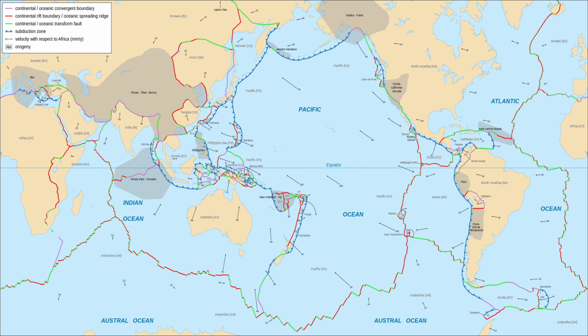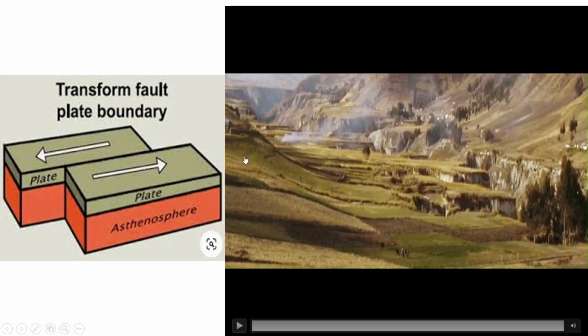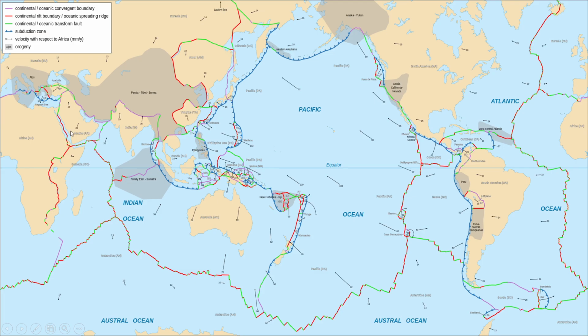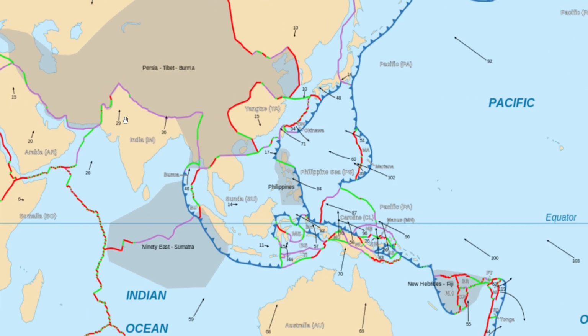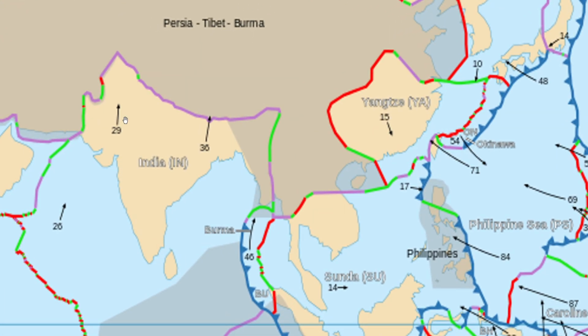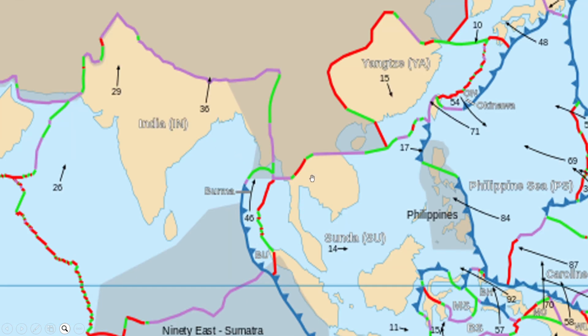You can see here the position of India. You can see the Indian plate moves towards the Indo-Tibet-Burma plate, and this plate moves towards the other. So it is an example of a convergent plate boundary.